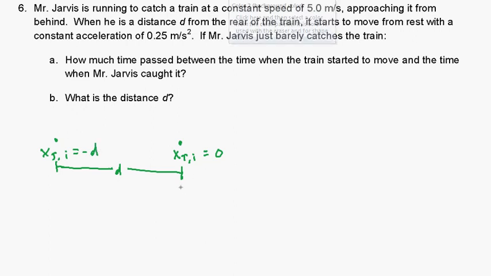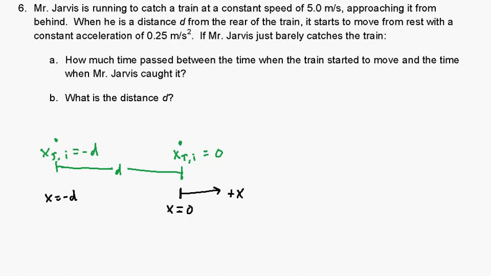But to do that, I've already defined my coordinate system, haven't I? I've got to be saying this is the positive x direction, and this line right here is x equals 0. So this here is x equals negative d, which is where Jarvis starts initially. That's all fine.